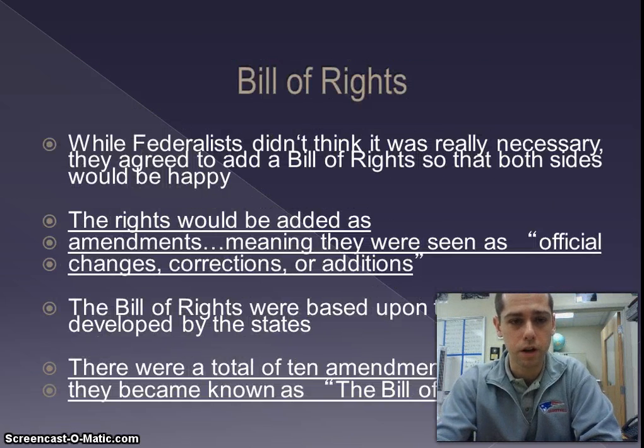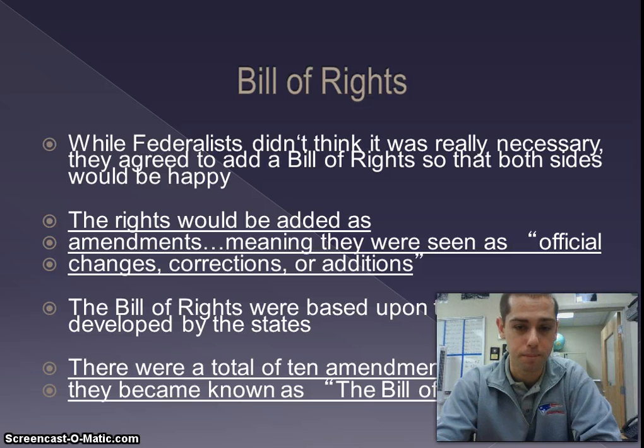The Bill of Rights, which we've already talked about, was inspired by the English Bill of Rights a long time ago, and as I already mentioned, while the Federalists didn't think it was necessary, they did agree to add a Bill of Rights to the Constitution. So the Bill of Rights is technically a part of the Constitution. The rights would be added as amendments, meaning they were seen as official changes or additions. You remember that we discussed earlier in this presentation that an amendment is an official change. The Bill of Rights was full of 10 amendments. It was based on the different constitutions developed by the states. While the individual states had previous constitutions, a lot of those included different specific rights that people should have. The 10 total amendments were known as the Bill of Rights.